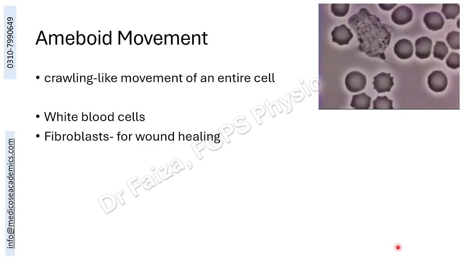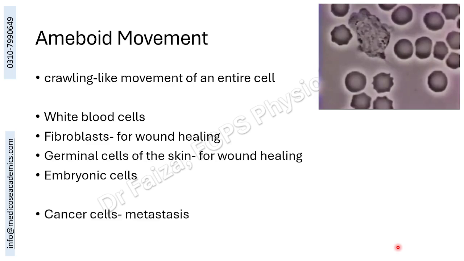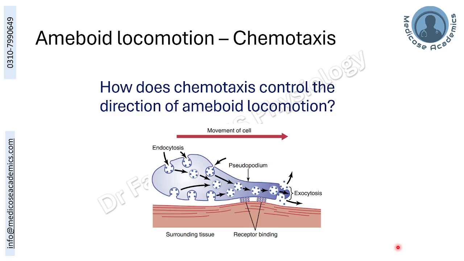Fibroblasts may show this locomotion to move to the site of wound healing. Germinal cells of the skin may also move to the site of a wound for healing. Embryonic cells like ovum and sperms can move for fertilization. Cancer cells, this is an abnormal pathological example, can move by amoeboid locomotion when they are metastasizing.